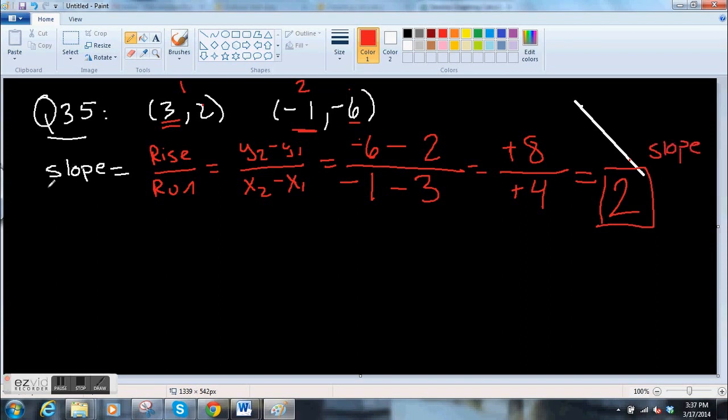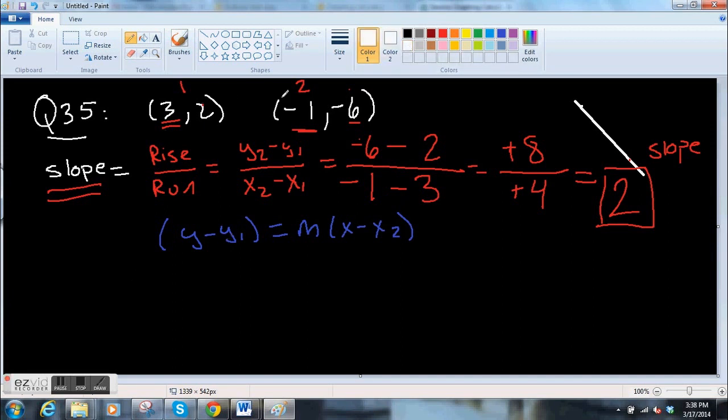So if you're given 2 points, that's how you find the slope. You take rise over run and do y2 minus y1 over x2 minus x1, which gives you the slope. And now we're back to our point-slope equation. Remember y minus y1. I'm going to use that same point-slope form that I used in the previous problem.